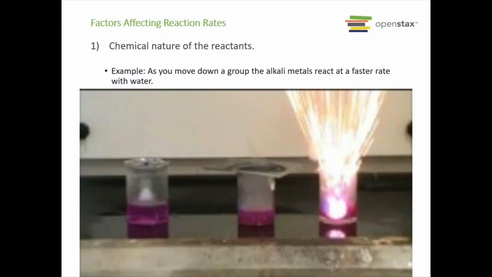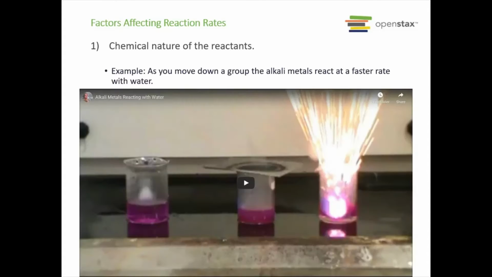So the first factor is the chemical nature of the reactant. For example, as you move down the periodic table, the alkali metals react at a faster rate with water. So again, the nature of your chemicals really plays a huge part in the rate of the reaction that takes place. So let's go ahead and watch this.